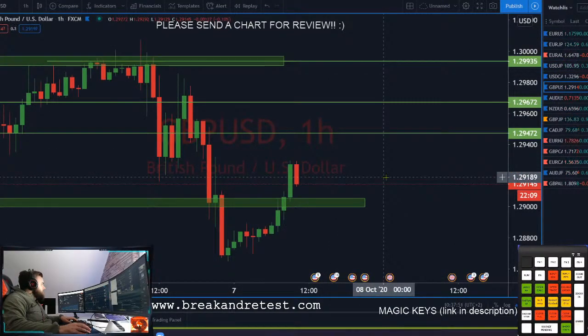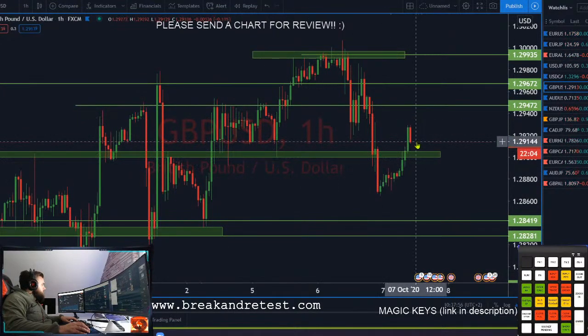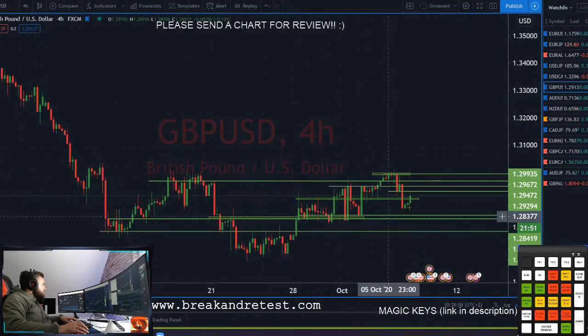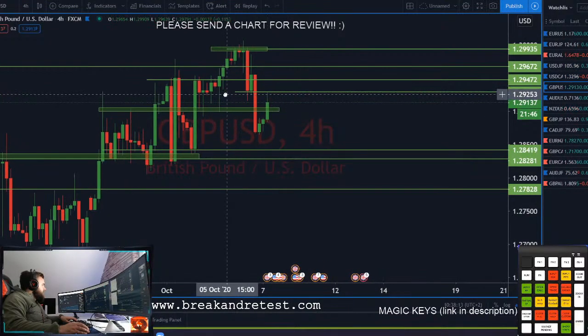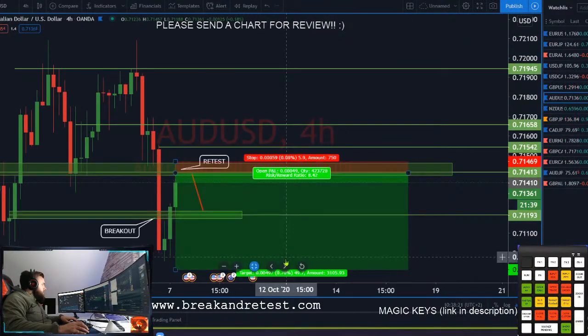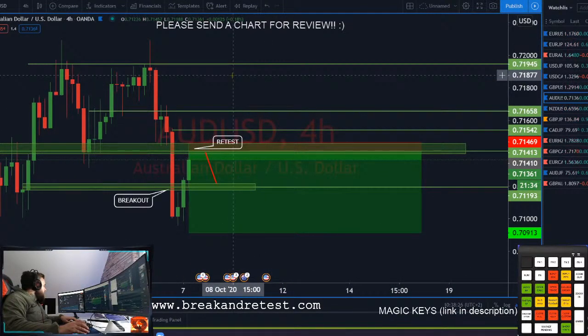UJ is pushing. Yeah, GU is, let's say, making a retest, but coming from this zone doesn't feel safe. Yeah, if you look on the 4 hour, it looks worse. It's a mess. So many rejections, so many zones formed. A lot of things. Let's see what's gonna happen with Aussie dollar.